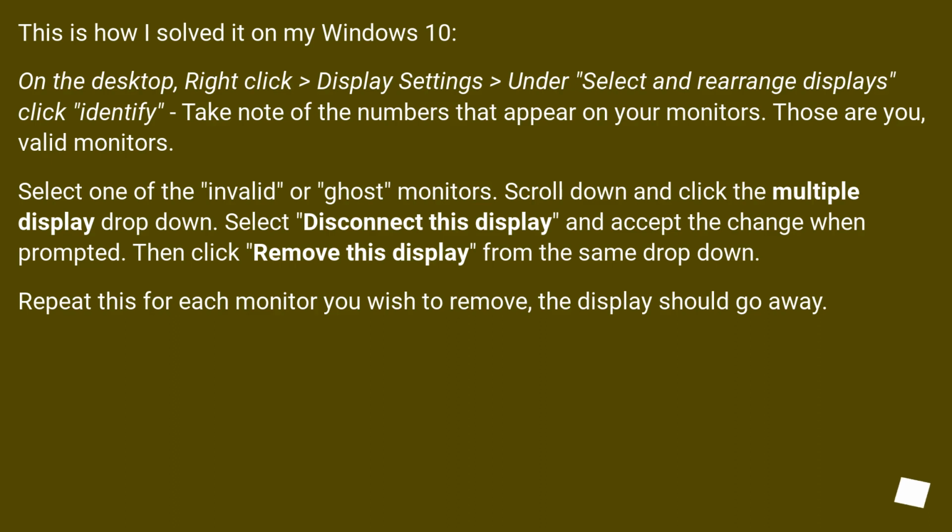Select one of the invalid or ghost monitors. Scroll down and click the multiple displays drop-down. Select disconnect this display and accept the change when prompted. Then click remove this display from the same drop-down. Repeat this for each monitor you wish to remove, and the display should go away.